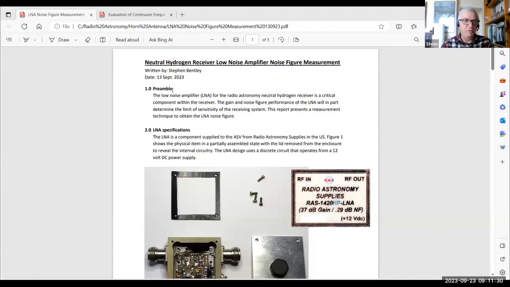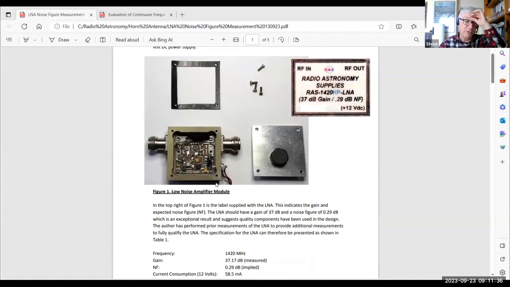on our 8.5 meter dish up at our country property at Heathcote was to fully qualify the low noise amplifier and determine accurately its gain plus noise figure, something I'd never managed to measure before. This is the radio astronomy supplies item. A lot of you might be familiar with this.